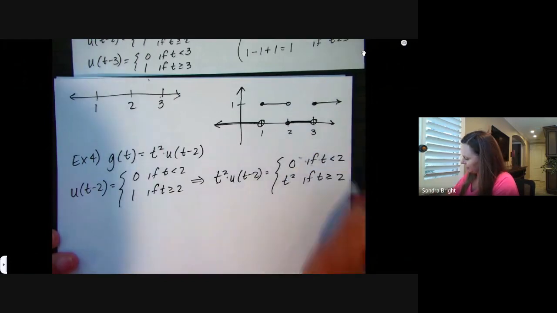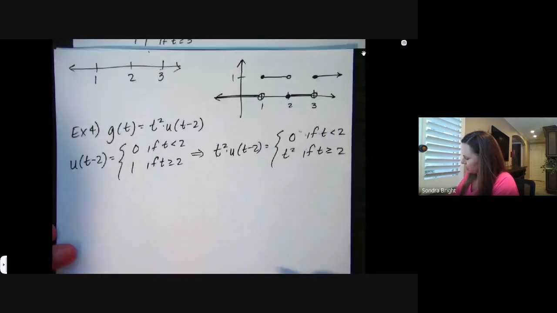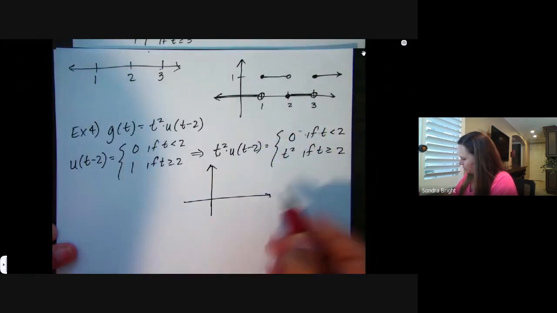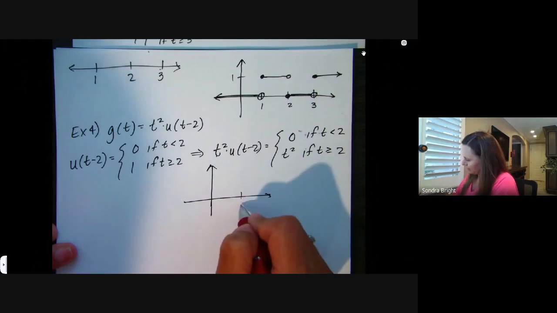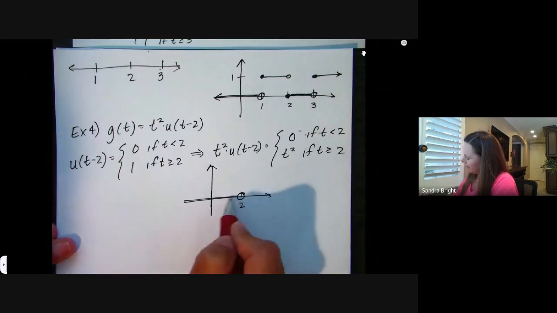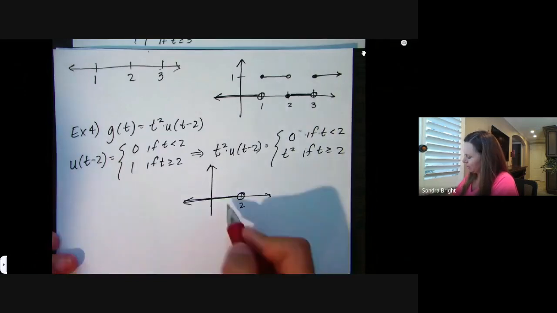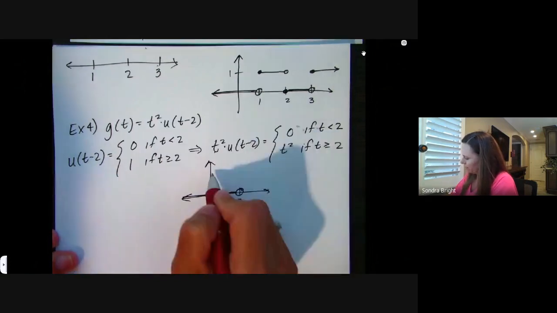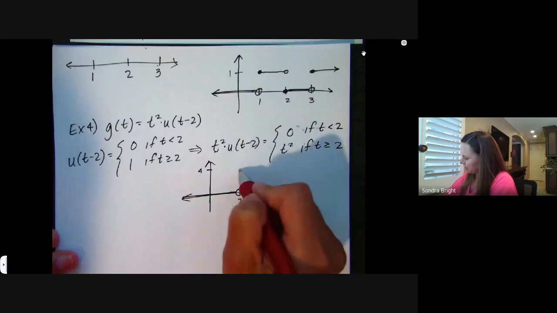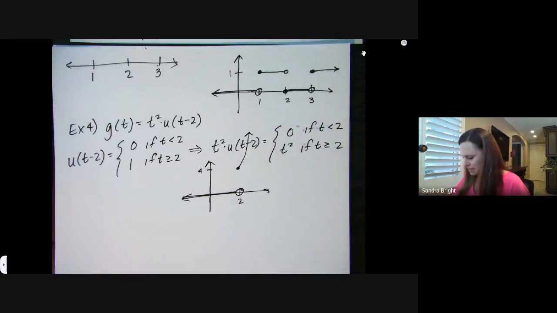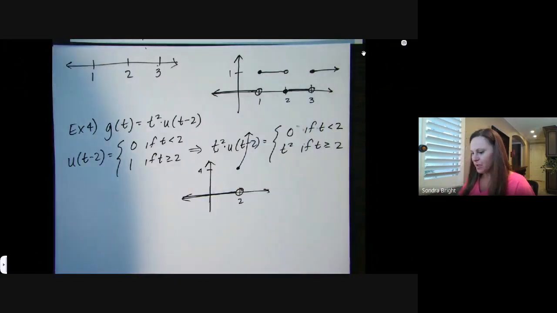And what does that graph look like? It's changing at 2. So if here's 2, you've got 0 when it's less than 2, so it's open dot and going that way. And then t squared, oh, I shouldn't have made that so big. Let's pretend like that's 4. So 2 squared would be 4. It's a parabola though, so it's curvy. I over-exaggerated the curve because it's more straight looking at that point, but hopefully you get what I'm trying to show you there.